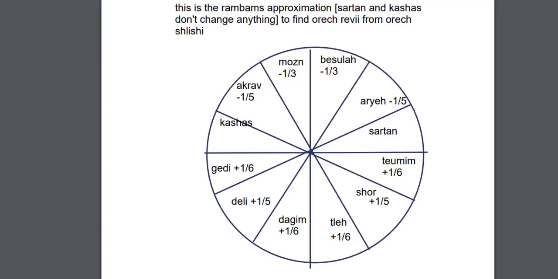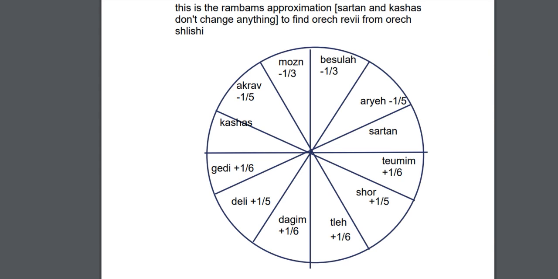Okay, so in this video we're continuing the orech revii, and we brought down here an interesting wheel. It's the Rambam's approximation. The Rambam makes a very nice wheel. He puts down all the mazalas, and he tells you in each of them how much you should add or subtract from the orech hashlishi to find the orech revii.